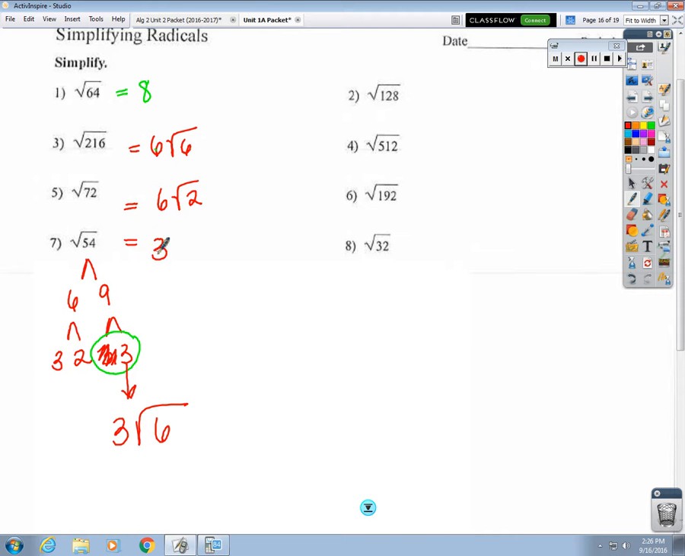And then always check it. The check method is to take the outside number and multiply it by itself. What's 3 times itself? And what's 9 times 6? 54. So we did it right. Alright, why don't y'all try number 9 by yourself?